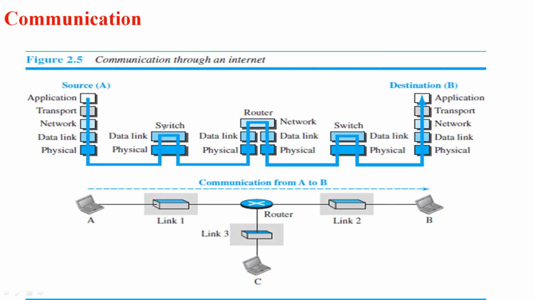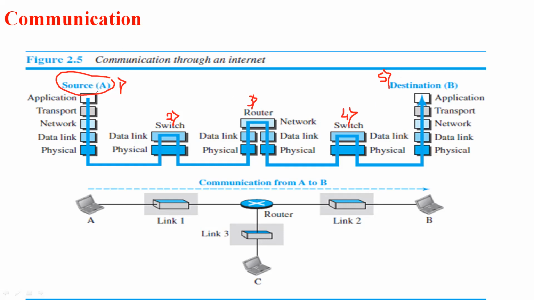So as of this pictorial representation, we have 5 different communicating devices. One is a source, which is the first communicating device, and the second one is a switch, and a router, which is a third communicating device. Again, we have one more switch, which acts as the 4th communicating device. At last, we have a destination. So these are the 5 different communicating devices in which the communication is taken up.